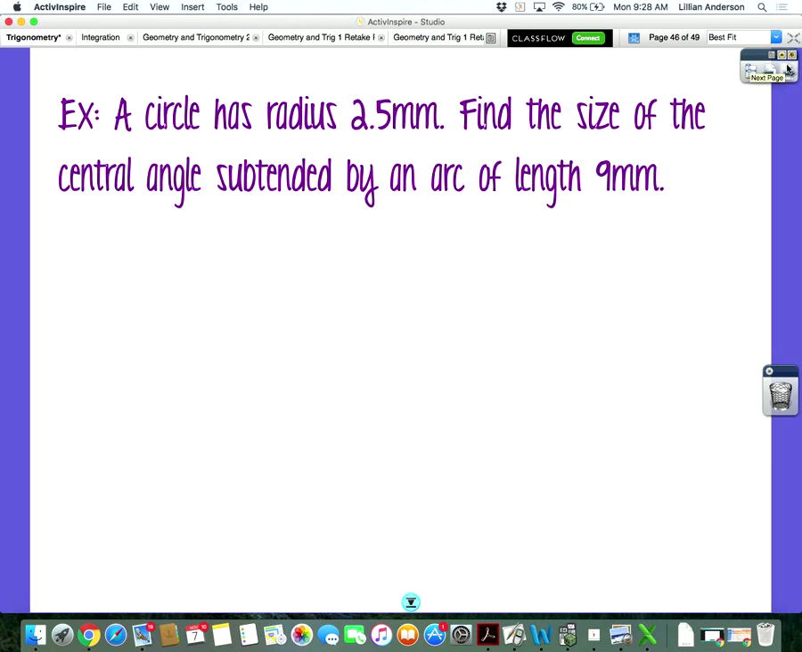Alright. Let's look at this one. It says a circle has a radius of 2.5 millimeters. Identify the size of the central angle subtended by an arc of length 9 millimeters. So there's no picture here, but you can already set this up, right? What formula are we going to need for this?